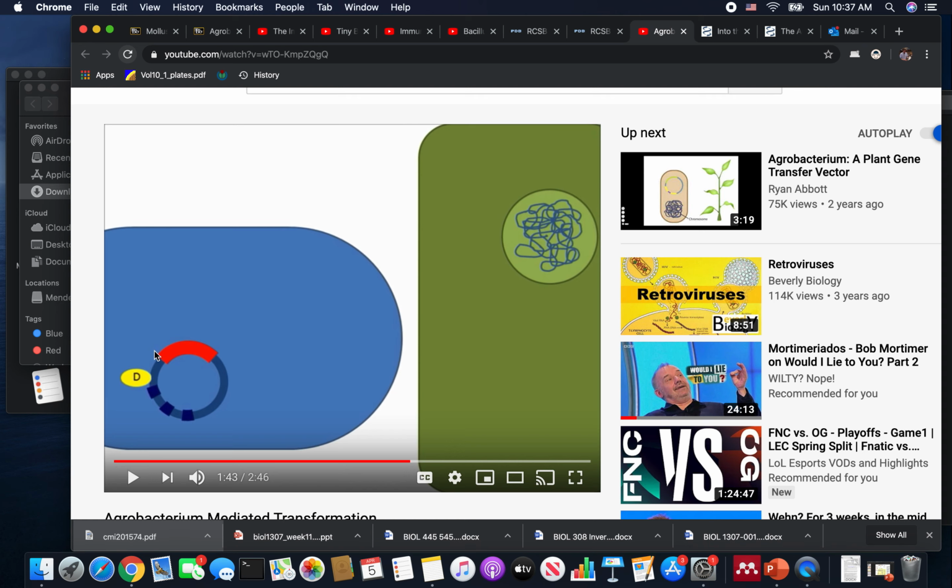So it's going to cut DNA right here and right here. It's going to glue itself to the end of the DNA. And then once it gets into the plant cell, it's going to cut the plant DNA and glue the DNA that it's attached to into the plant DNA at both ends. So that's how it's going to work.